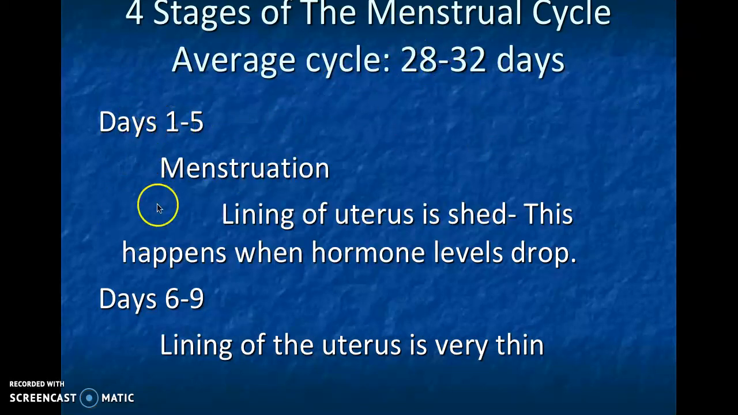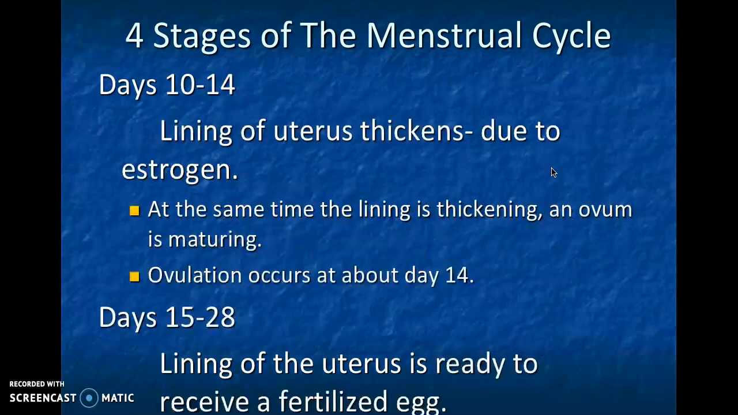So days 1 to 5, the lining of the uterus is shed. That's menstruation, you start your period. That happens if fertilization did not take place. If no sperm penetrated the ovum that was present in the fallopian tubes, then you won't get pregnant. Days 6 to 9, the lining of the uterus is very thin. That makes sense if you just shed that endometrium.